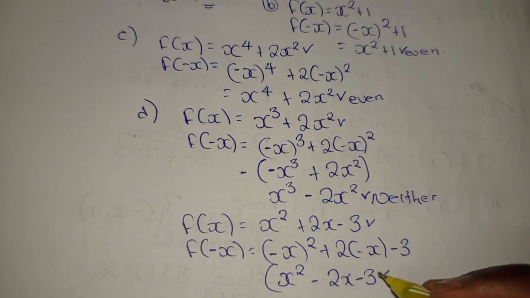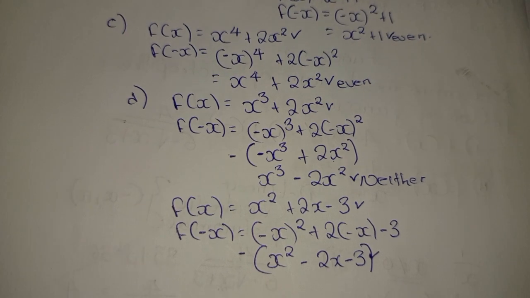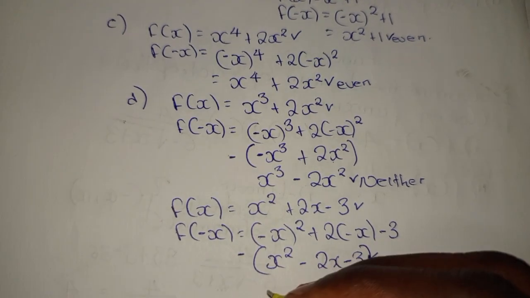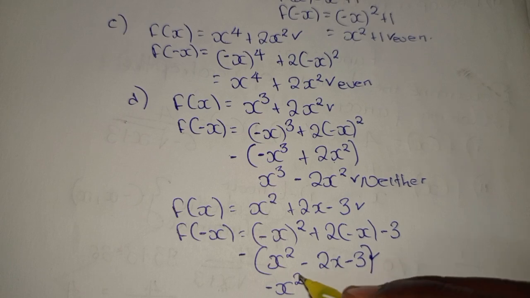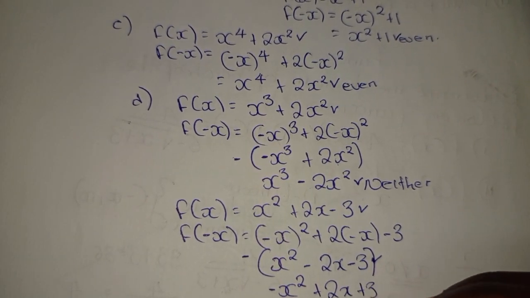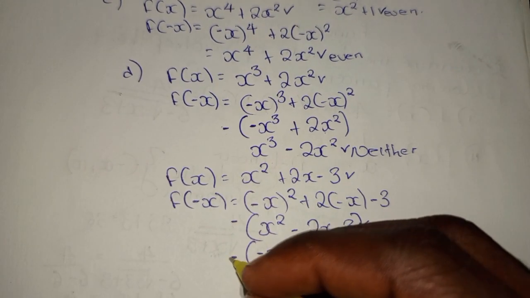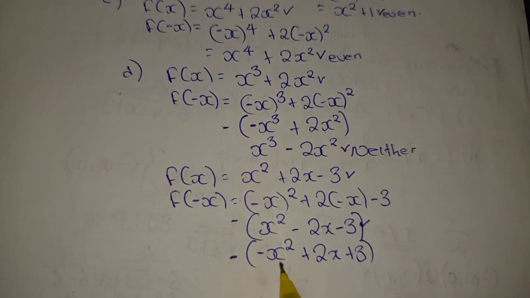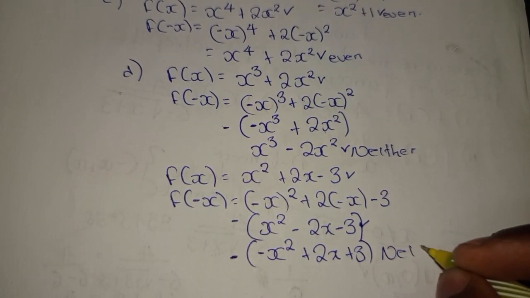So to check if it is odd, let us multiply it by a negative to see if it's odd. So this times that is negative x squared, and this times that is simply positive 2x and positive 3. So this has happened when we have multiplied this with a negative. So is this equal to that still? No, it's not. So it is neither odd nor even.